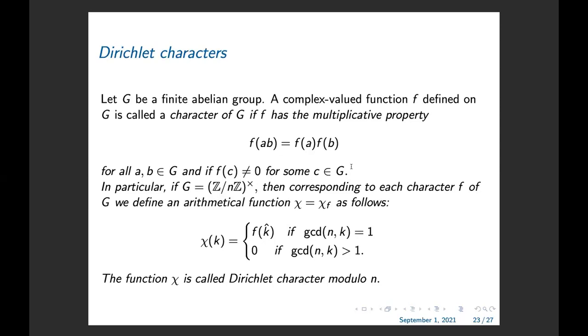Then corresponding to each character f of this group G, we define an arithmetical function which is denoted by chi as this. If k and n are not co-prime, then we assume that this value is 0. If they are co-prime, then chi of k will take the value f of k hat, where k hat is the residue class which contains k, right? And this function is called the Dirichlet character modulo n.